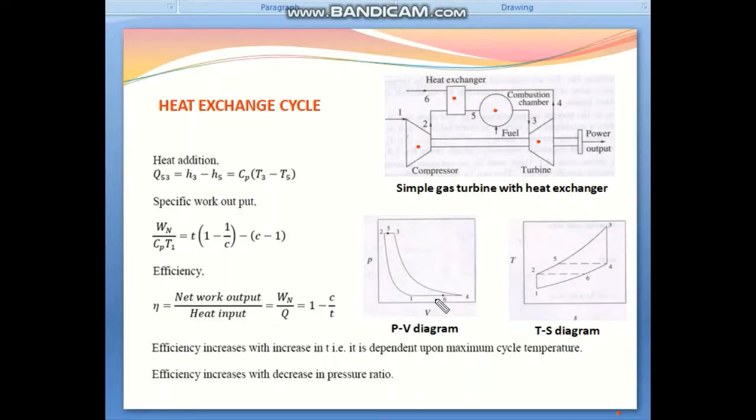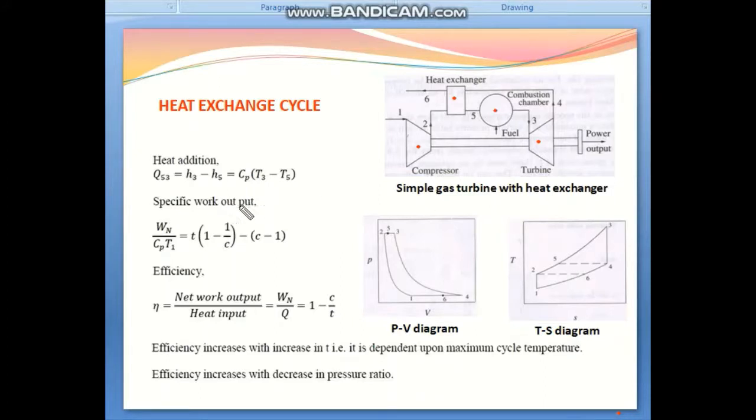Okay, so let's derive the efficiency. The heat addition process is 5 to 3, the combustion chamber process. So that is the enthalpy difference H3 minus H5. H3 is the higher enthalpy and H5 is the lower enthalpy, the cold air enthalpy. So that equals Cp into T3 minus T5. T3 is the higher temperature and T5 is the lower temperature.